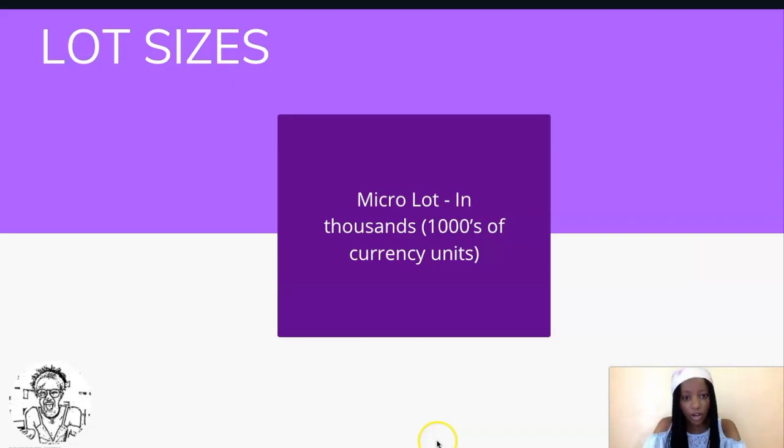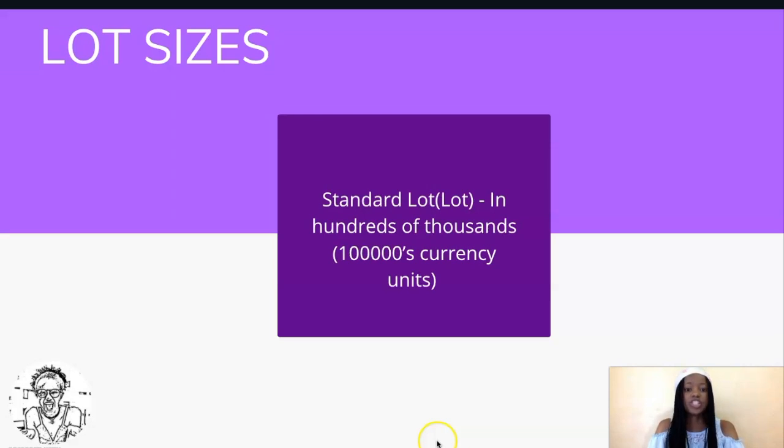And so we have different lot sizes. So we have the micro lot, which is in thousands, the mini lot, which is in tens of thousands, and the standard lot, which is in hundreds of thousands. We most commonly use the standard lot because it's easier to do our calculations. It's easier to do our pip calculations with it. It's also easier to just measure our profit or our losses with the standard lot.